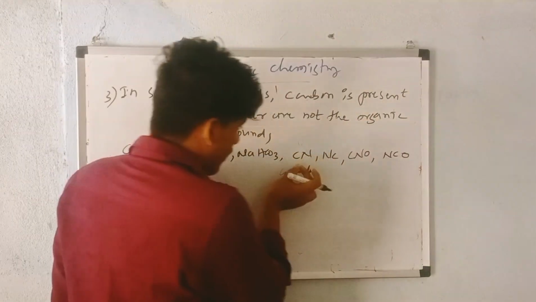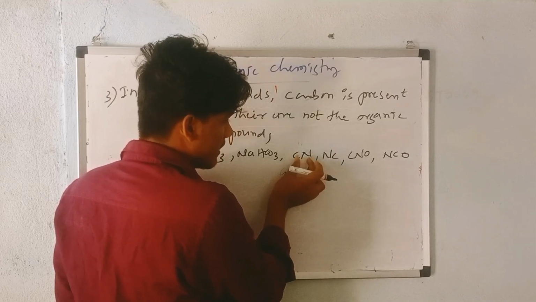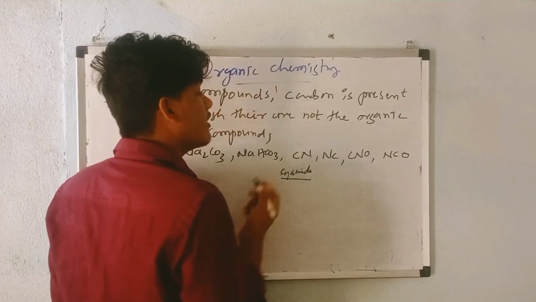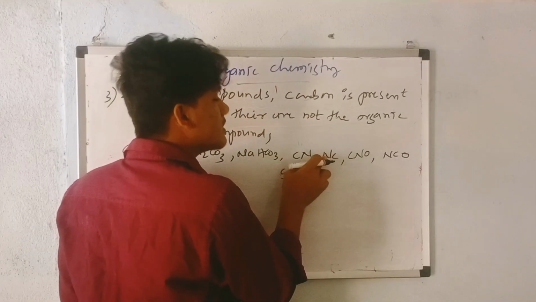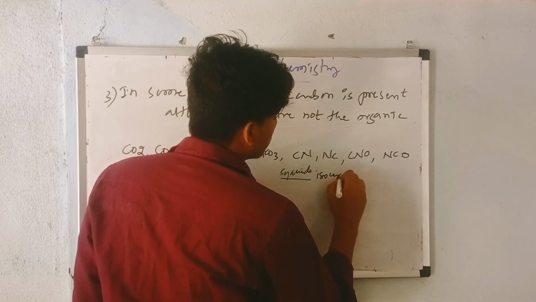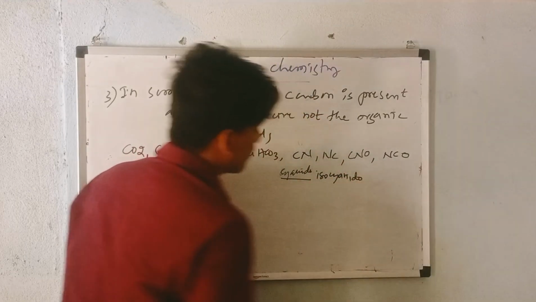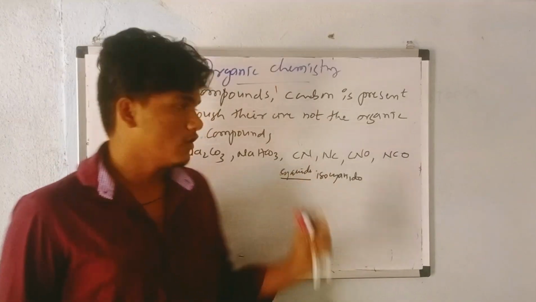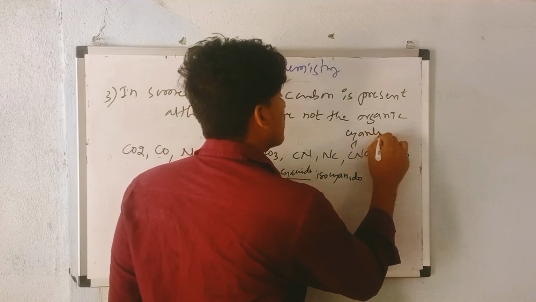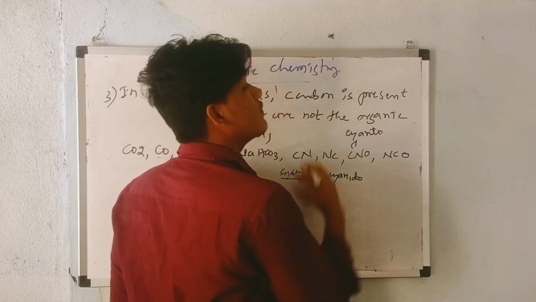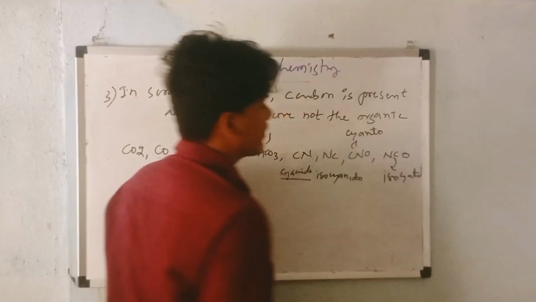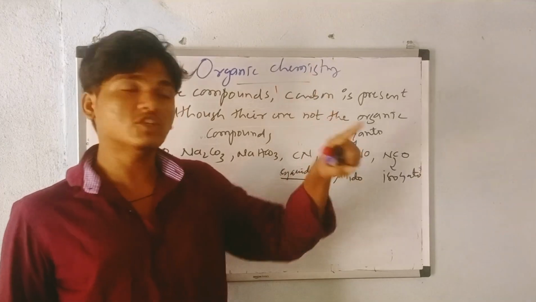You can see here, in CN the first element is carbon, so that is called cyanide. If it is reversed, meaning the first is nitrogen and later carbon, this is called isocyanide. Cyanide, isocyanide. What about CNO? Here CNO is called cyanate. Here the spelling is different, right? And this is called isocyanate, right? Isocyanate. Remember this. These are the compounds in which carbon is there.